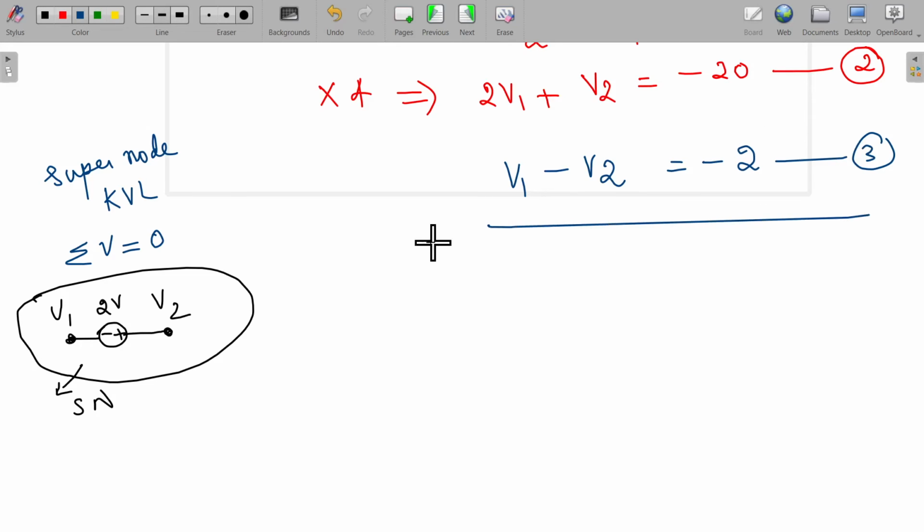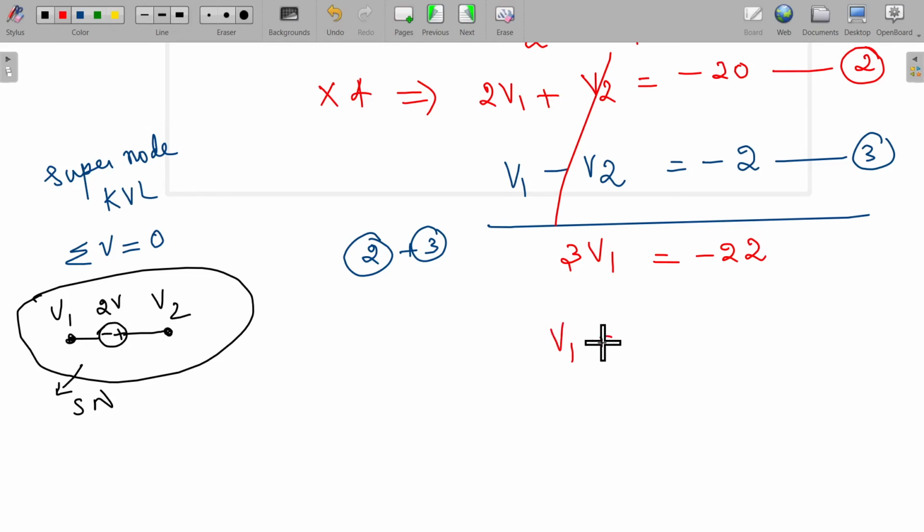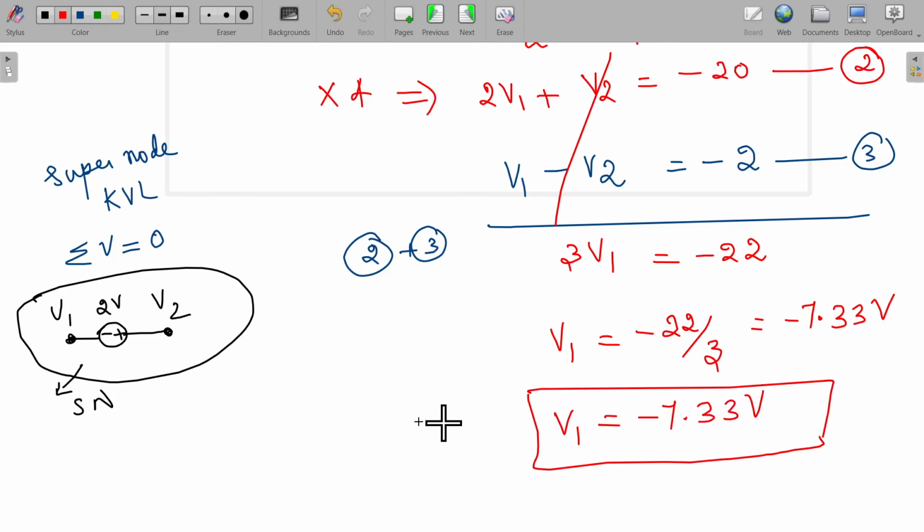So adding these two equations, second equation and the third equation, you will get it as 3V1, that is equal to minus 22. So V1 is equal to minus 22 by 3, that is equal to minus 7.33 volts. So this is the first answer we get, minus 7.33 volts. This is one answer we get.